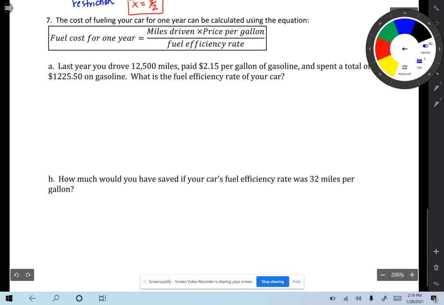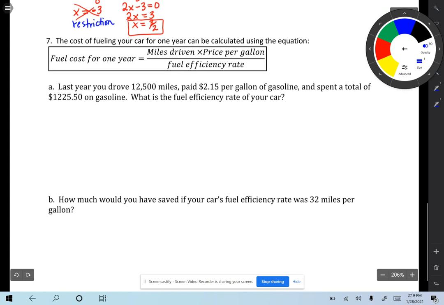Okay, last problem. The cost of fueling your car for 1 year can be calculated using the equation: fuel cost for 1 year is equal to the miles driven times the price per gallon divided by the fuel efficiency rate. Last year, you drove 12,500 miles, paid $2.15 per gallon of gasoline, and spent a total of $1,225.50 on gasoline. What is the fuel efficiency rate of your car?